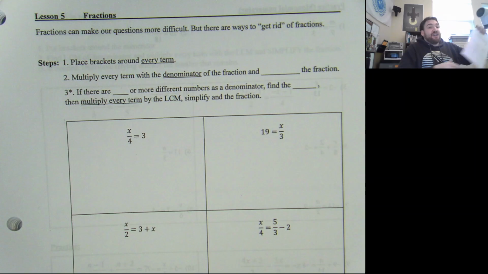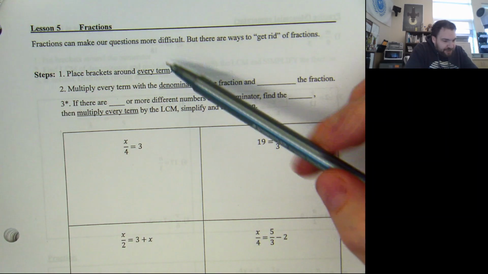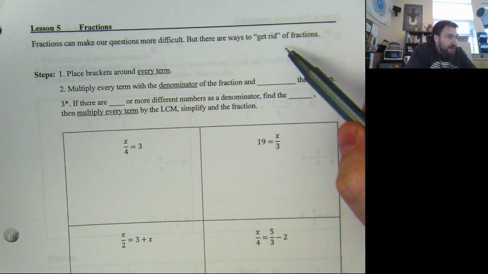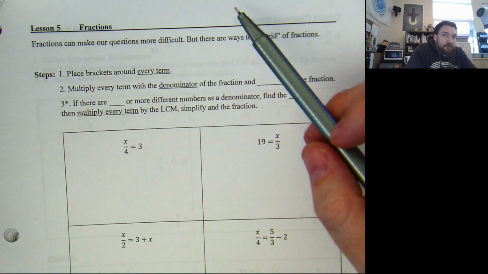Today we're going to look at fractions. I am going to give you 2 techniques for dealing with fractions. Dilkaran, eyes on the screen, please. You pick which technique you like and roll with it. I will demonstrate 2. Fractions can make our questions more difficult. Fractions make everyone's life more difficult. But there are ways to get rid of the fractions. And no, you don't just shove them through a calculator.